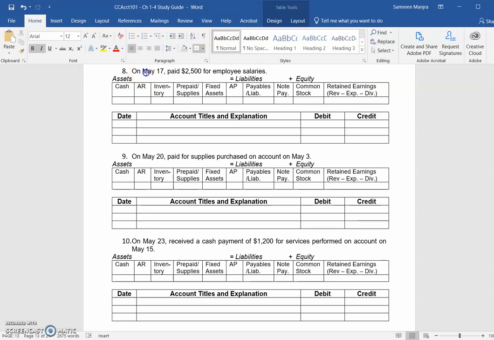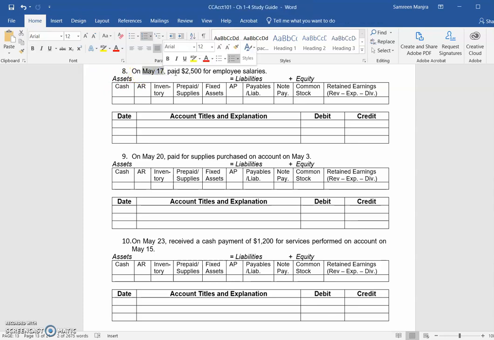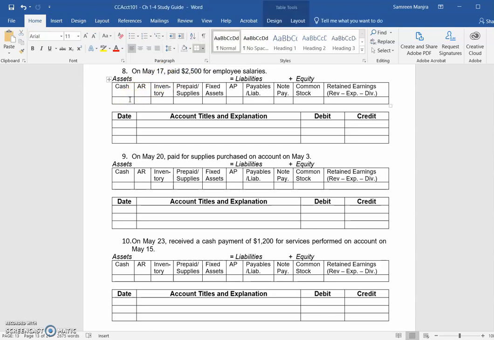So our example on May 17th includes the company paying $2,500 for employee salaries. Anytime you see the word paid, that means there is a decrease in cash. So you're going to include minus $2,500 in the cash column. And the reason why we had that decrease in cash is because we had to pay for salaries and wages expense, which is going to reduce the retained earnings by $2,500.